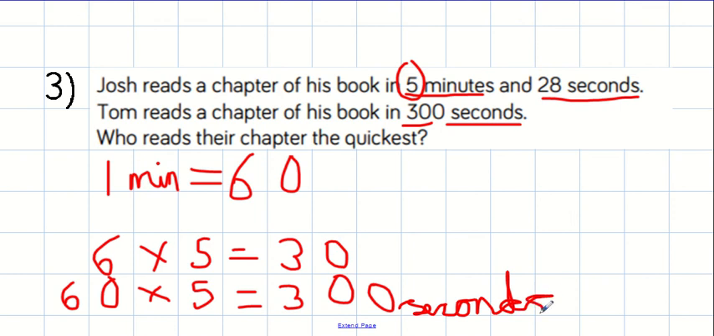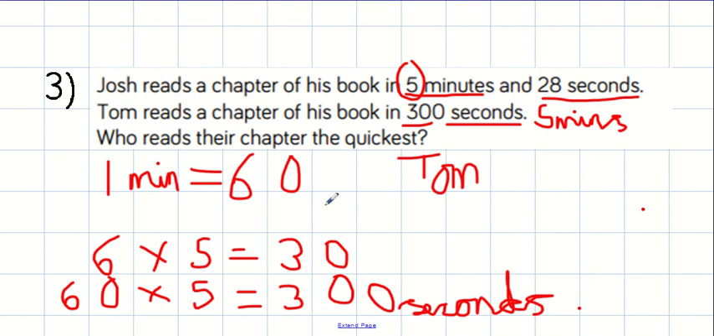Now I can use that information to see who's read it quickest. If Tom read his chapter book in 300 seconds, I know now that that is 5 minutes. And then all I need to do is compare the two. So who read it quickest? Well, Tom read it 28 seconds quicker, so the answer is Tom. And I could write: Tom read a chapter 28 seconds quicker than Josh.